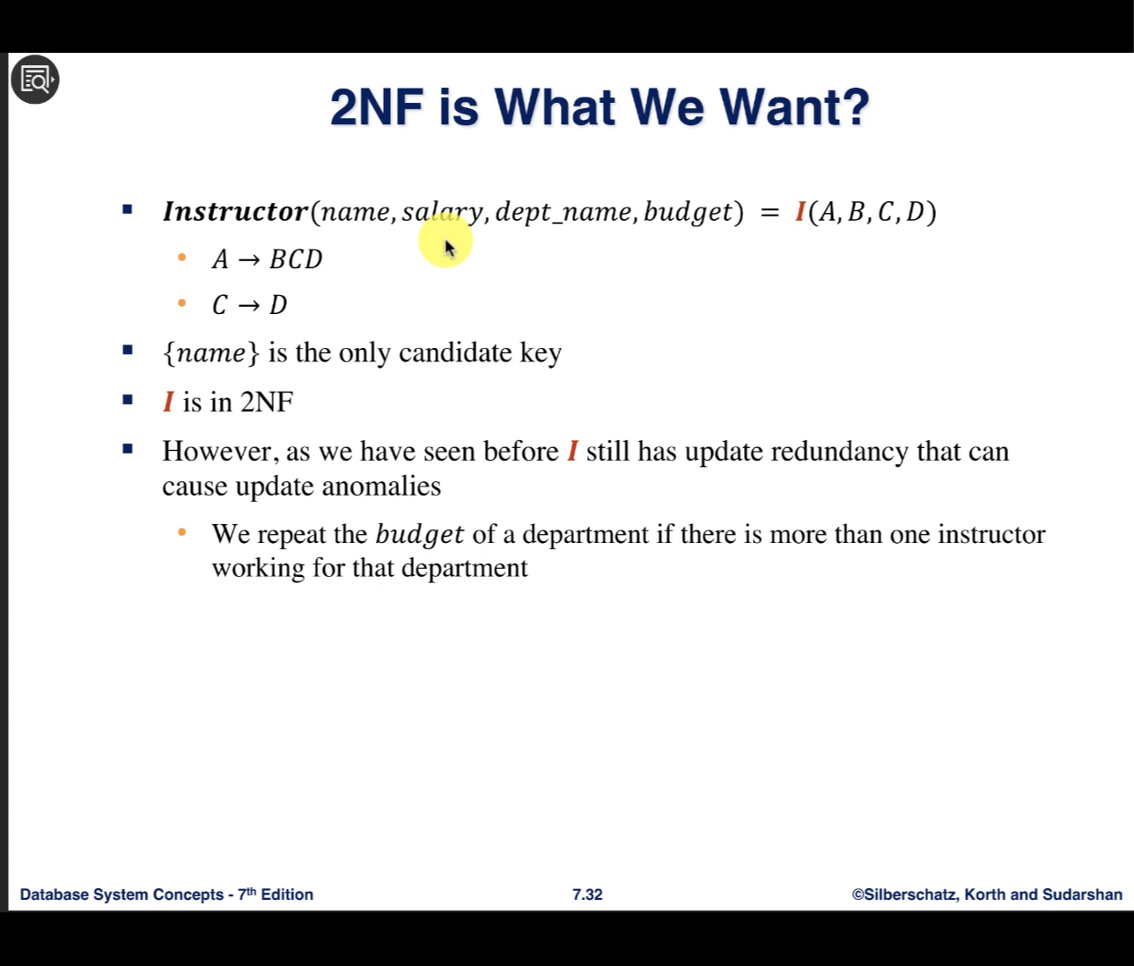Let me give you, for example, a structure with the name, assume the unique identifier, or the primary key, in this case the candidate key, is going to be the name. So it's the name of the structure, salary, department name, and the budget. I give you these functional dependencies. The name is going to uniquely identify B, C, and D. Good. And C determines D.